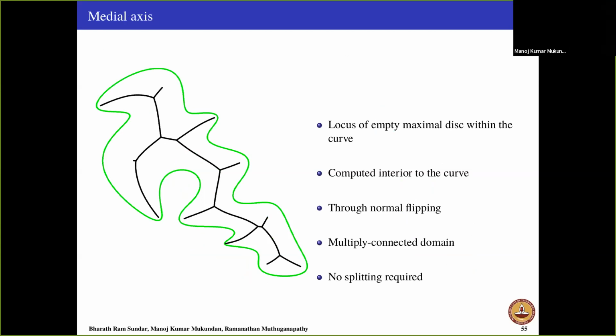Medial axis is the locus of maximal disks within the curve. They are computed interior to the curve. The same algorithm for computing the Bernoulli diagram can be used to compute the medial axis through normal flipping. The advantage of this algorithm is that the medial axis of a multiply connected domain can be computed without splitting the domain into simply connected ones.